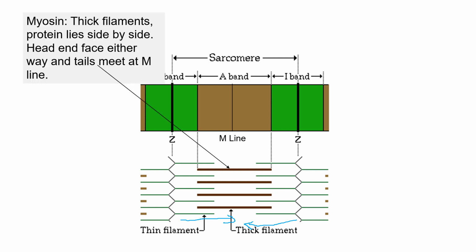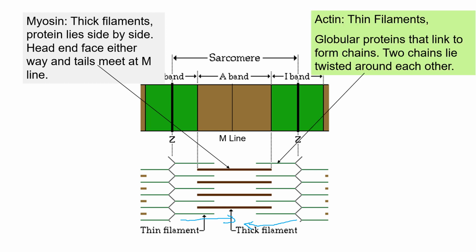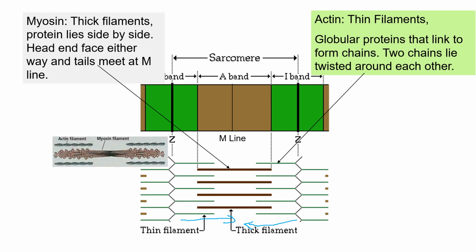So the myosin is the thick filament and it has heads on either side, which we'll talk about in the next few minutes. And then the actin is a globular protein, has two chains wrapped around each other, and we'll talk about that. So there's an image of the myosin, the thick filaments there with the heads, which are important.